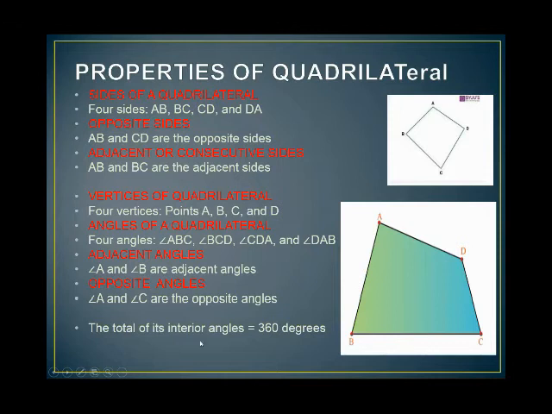Now the total of its interior angles is always equal to 360 degrees. If we add all the interior angles of a quadrilateral, it is always equal to 360 degrees.